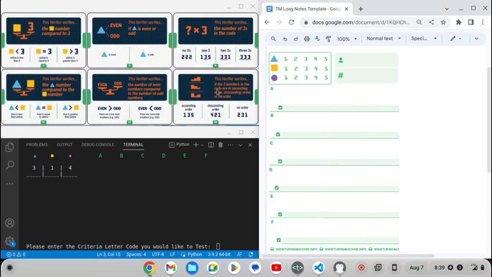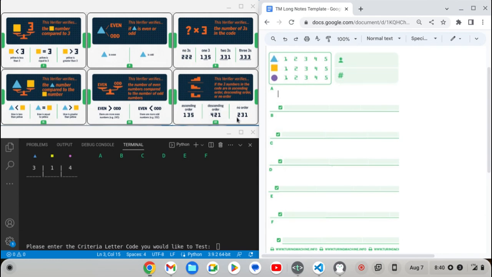And finally, criteria card F again looks at the 3-digit solution, but this time will let us know a little bit about the ordering of the digits from triangle, square, to circle. Should they appear in an ascending order, meaning that they're increasing, as in the example 135? Should they be descending or decreasing, as in the example 421? Or should they have no order?